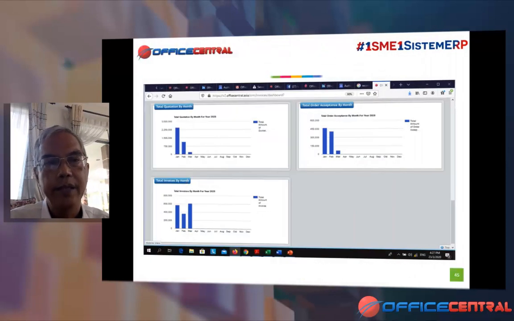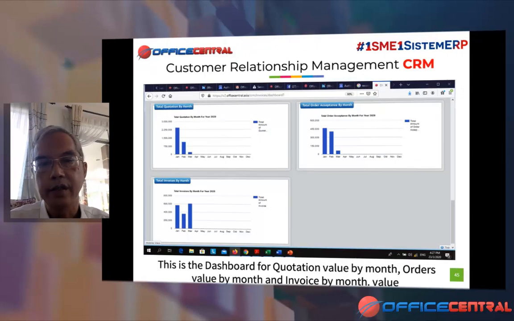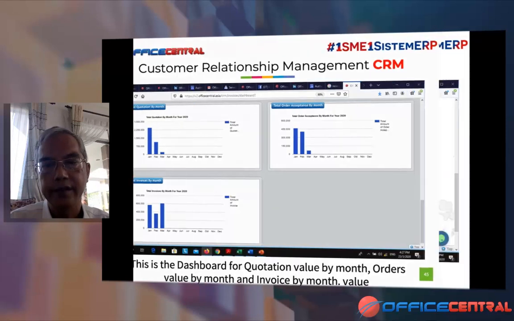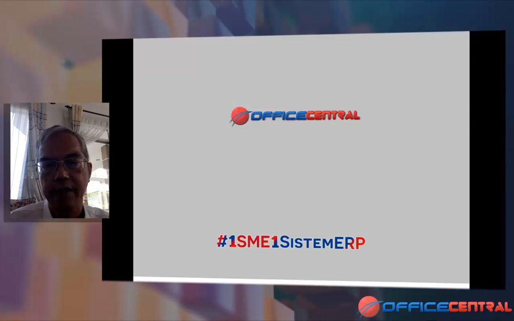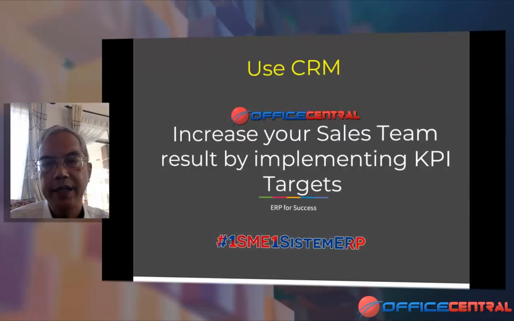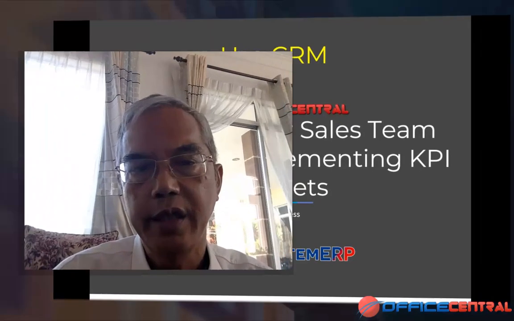You can look at many other things: quotation by months, order by months, invoice by months, and all that. So you just look at the dashboard and try to analyze what's going on and take your action. The system will also give you a map where the system will plot your customers based on their address on a map, so you know where your customers are concentrated. So by implementing the KPI target, you will be able to increase your sales team result.